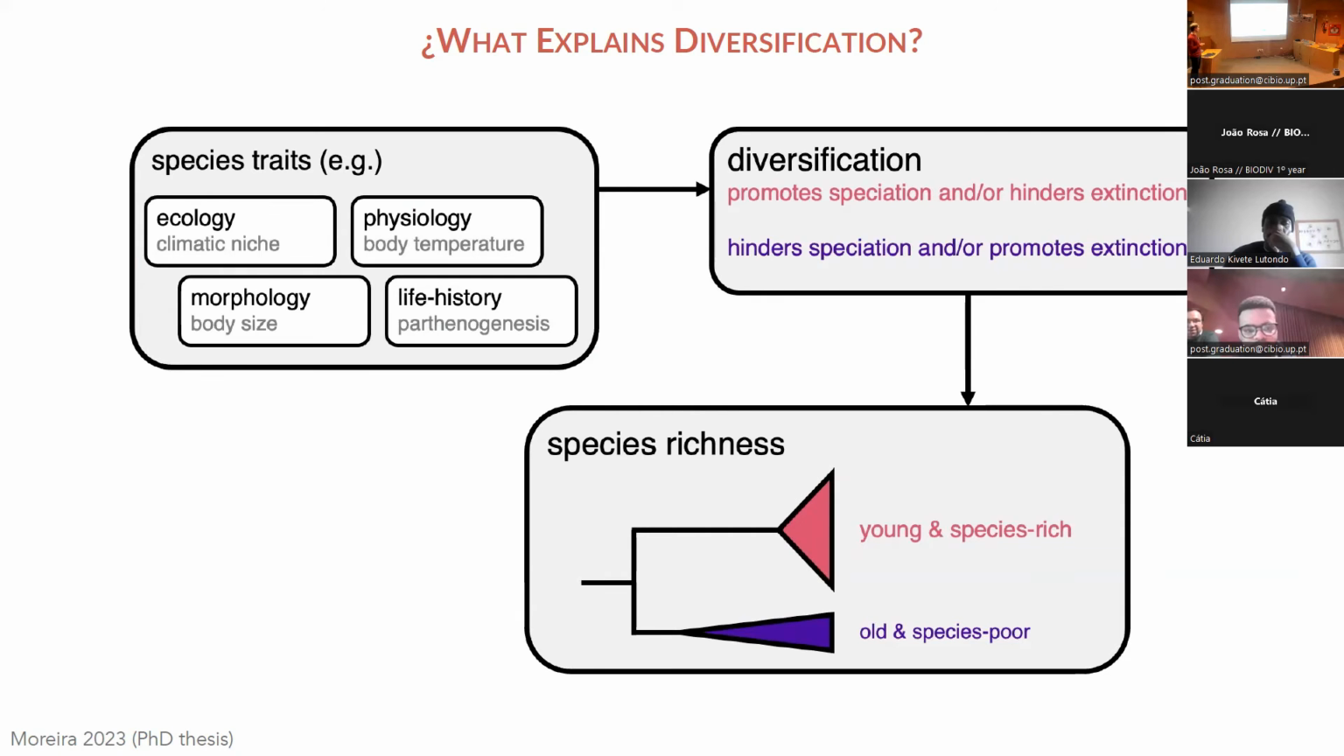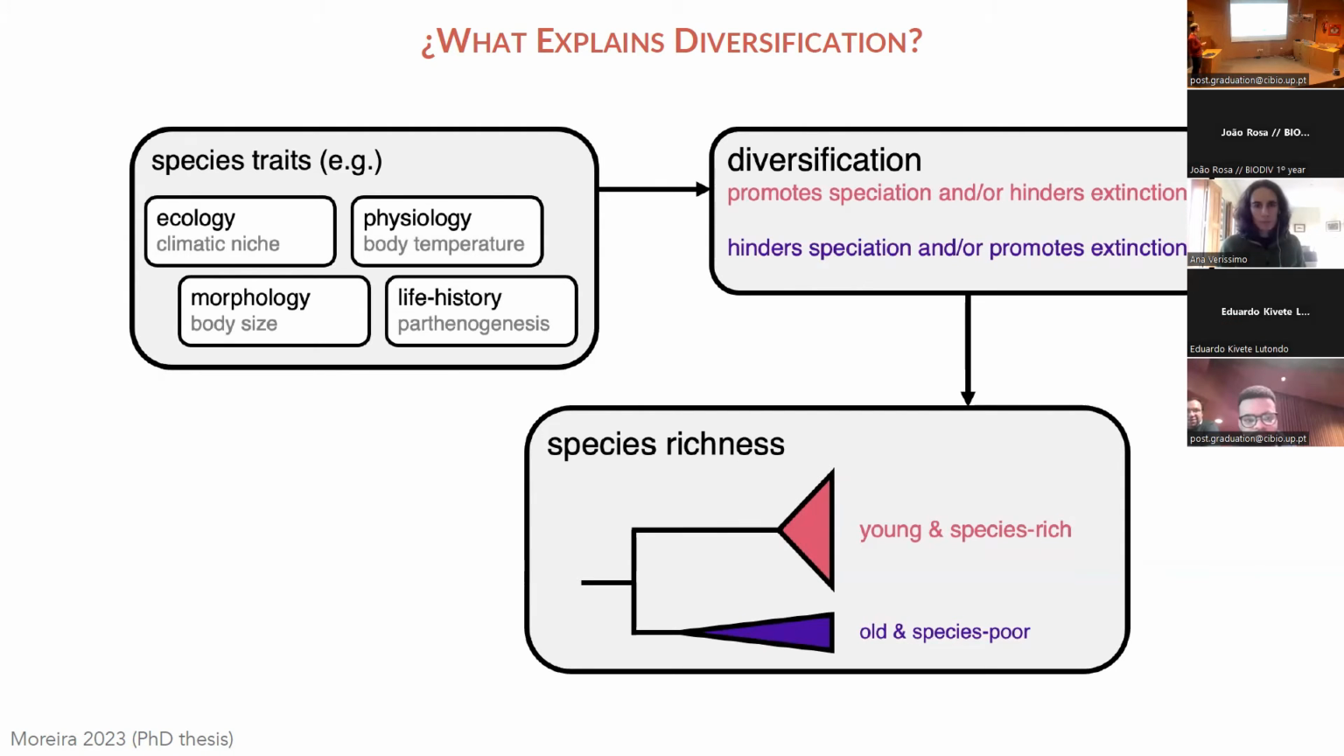So a trait that will promote diversification will either promote speciation and or hinder extinction, and vice versa if it hinders diversification, it will hinder speciation or promote extinction. This is a very simple example, but usually if a trait promotes diversification, you'll find young and species-rich clades. But if it hinders diversification, you will find old and species-poor clades. And this has been more or less my focus, to identify traits that can influence diversification to better understand species richness.